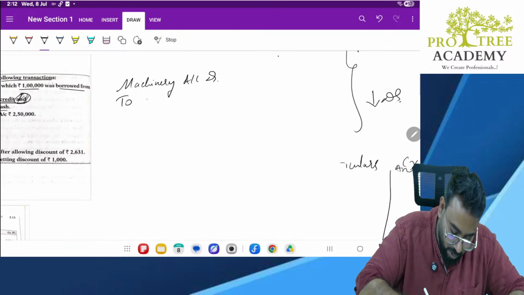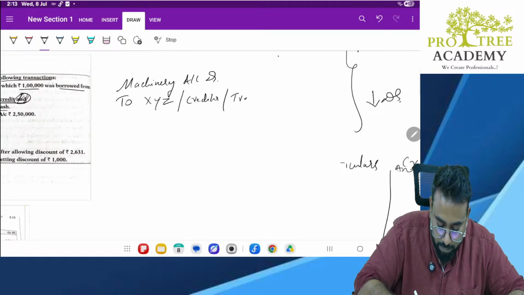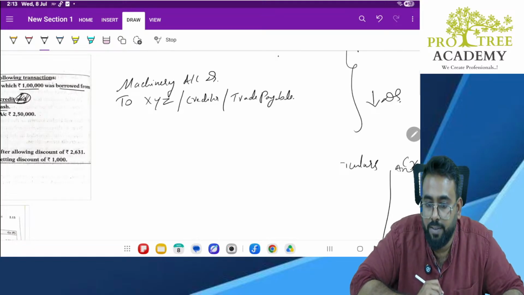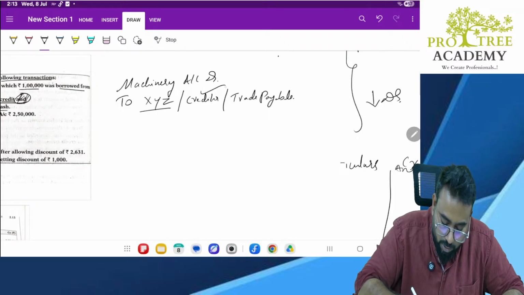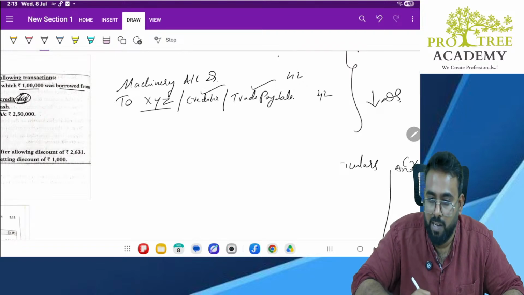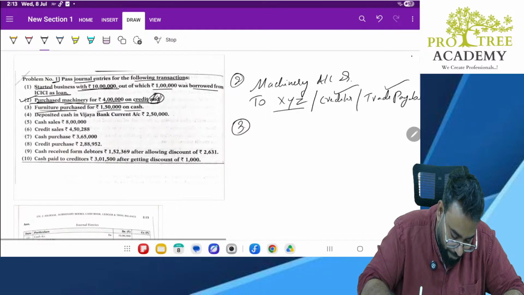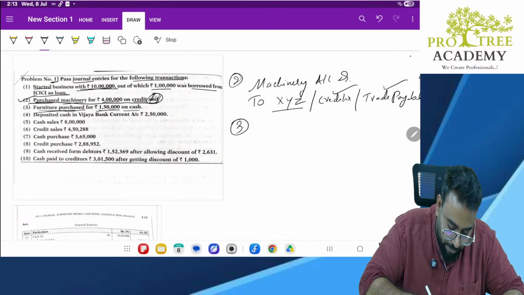Not given. Let's take it to XYZ, or we can take it as to creditor, or we can even take it as to trade payable. In exam, if the party is not given, you can use this. Clear? What is the amount? 4 lakhs. Clear? Yes. Next, what is the next question? Furniture purchased for 1,50,000 on cash.